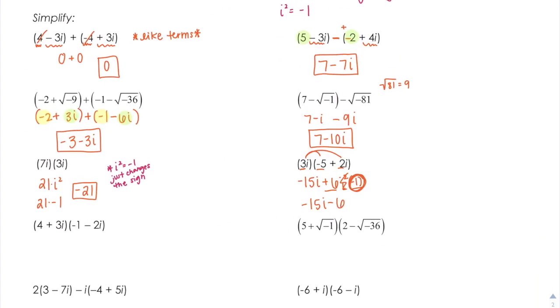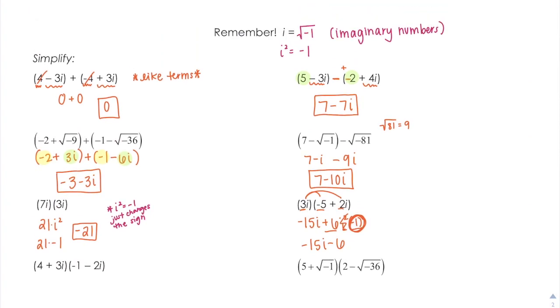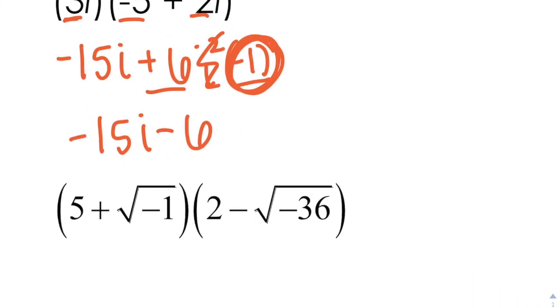And I can't leave it like that because complex numbers have to be in the form a plus bi, meaning that the imaginary number goes at the back. So I'm just going to rewrite this as negative 6 minus 15i. That's it.